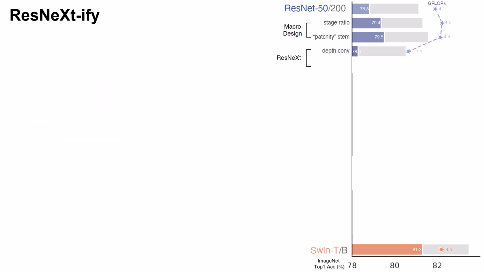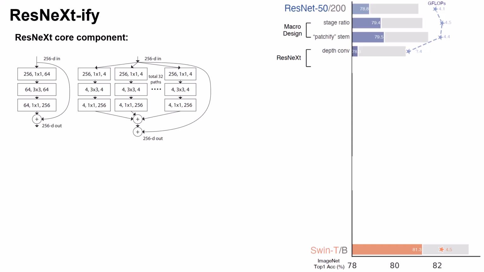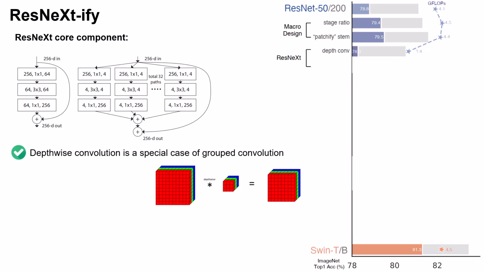The other modification is ResNeXt-ify. So what was the idea behind ResNeXt? We could say that, yeah, residual blocks are efficient. We can do a group of them at the same time and have a new parameter, which is group size. And here they said we can use depthwise convolution, which is a special case of group convolution.